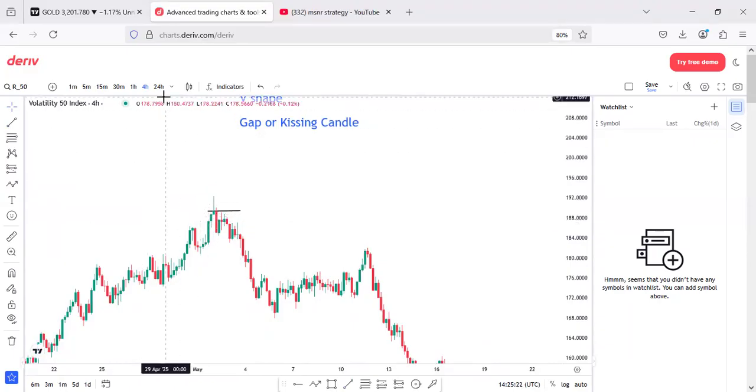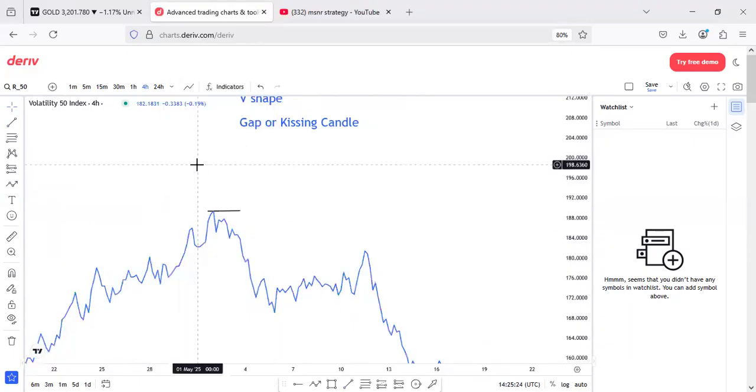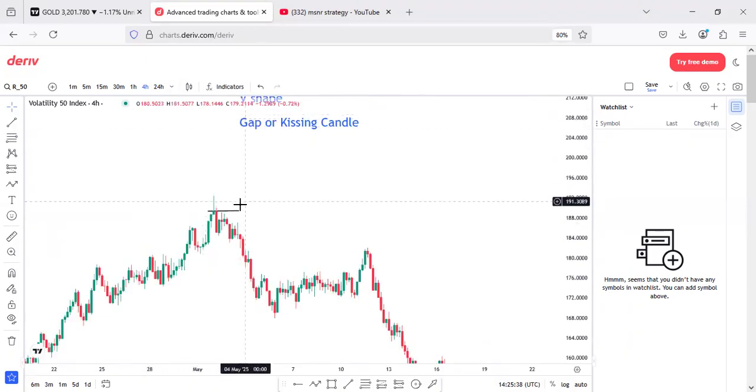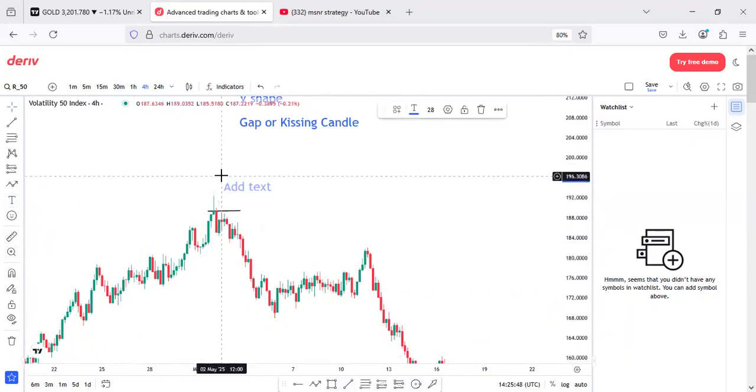If you switch to the line chart, you see that this is looking like a V. This is an A and the other one is a V. If you turn it back to the candlestick pattern, you notice it's made up of a green candlestick and a red candlestick. This is an A shape.